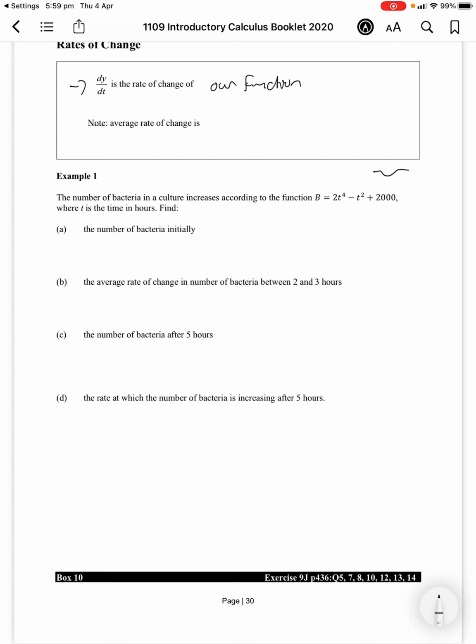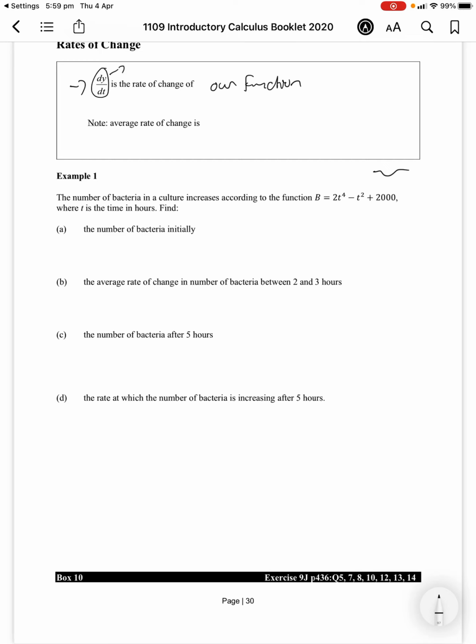Now, often this time, the variable is going to be t, and that's going to be the variable you're going to be differentiating. That's why it's dy over dt. Now, the y variable may change as well, depending on what we're going to be looking at, like we're going to see in our first example here.